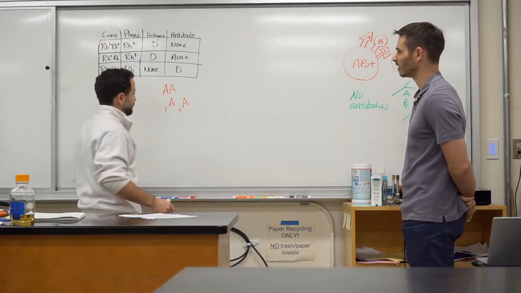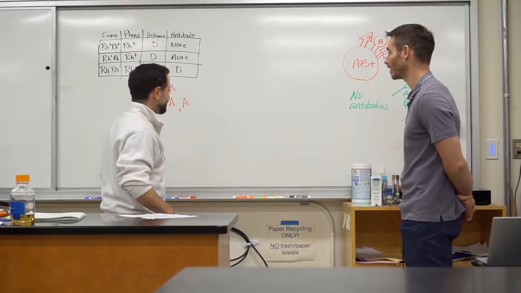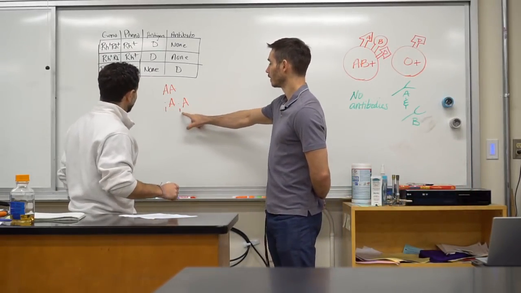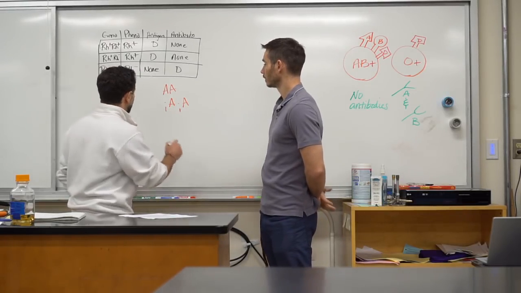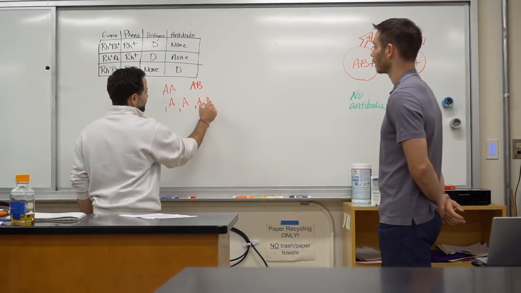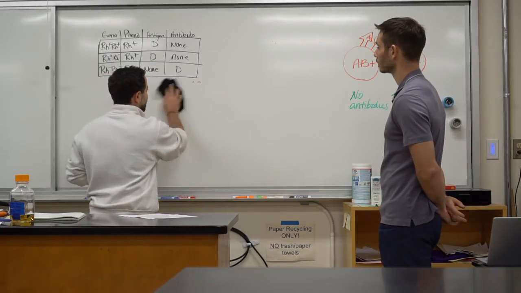So what does the I stand for? I don't actually know, to be honest with you. But that's just the way we write it. So that means I have one A allele on one copy, and my other copy is another A allele. Right. So if someone's AB, it's going to be IAIB. We'll stay away from positive and negative right now.